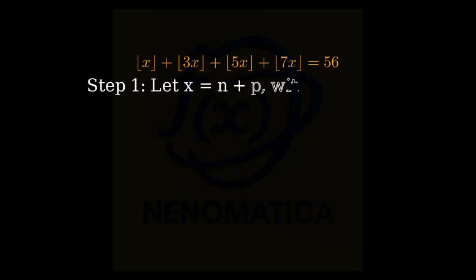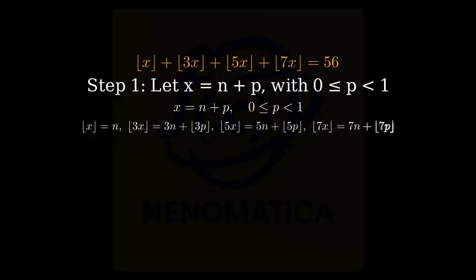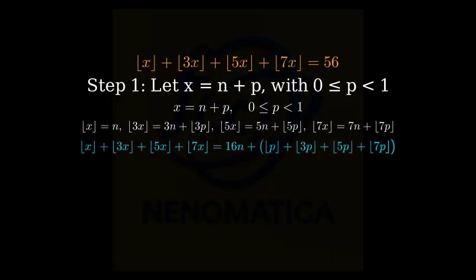Step 1. Let x equal n plus p, where n is the integer part and p is the fractional part with p between 0 inclusive and 1 exclusive. Using floor properties, floor of k times x equals k n plus floor of kp. So the whole sum becomes 16n plus the quantity s of p, where s of p is floor of p plus floor of 3p plus floor of 5p plus floor of 7p.